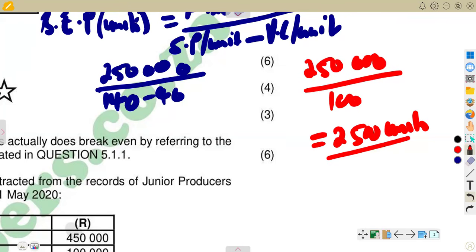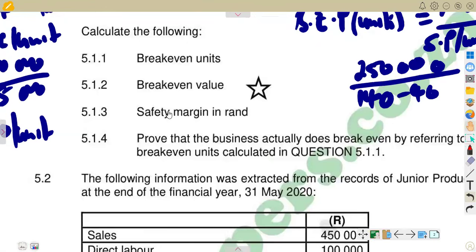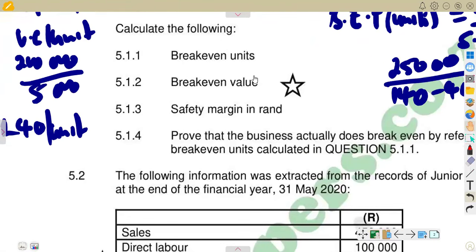If you go to the next question, it now needs us to calculate the break-even value. So we need to put the formula down first.